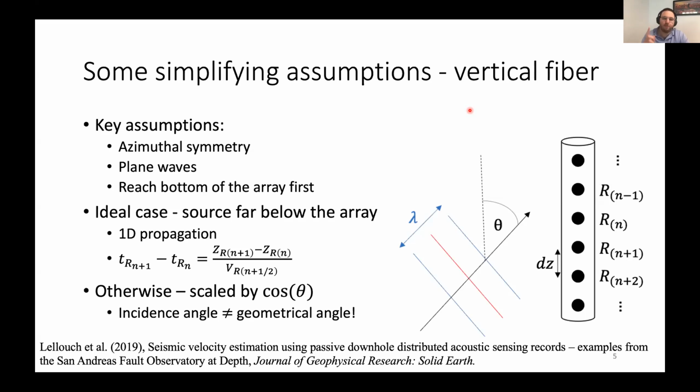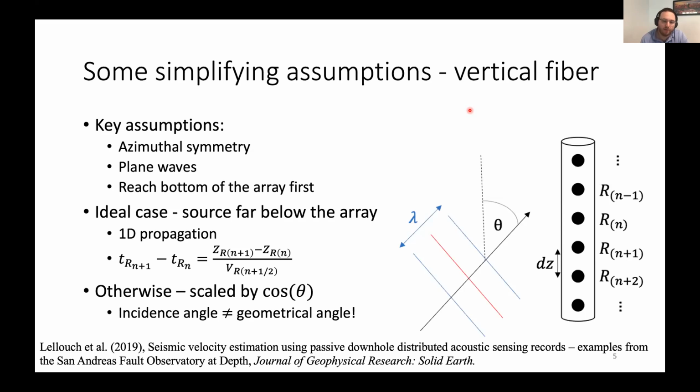DAS is a directive measurement. It measures only strain or strain rate, in this case, in the Z component. So that means that if events come from north, east, or south, they're going to look the same because the projection on the axis is going to be the same. So we basically cannot say anything about the azimuth, and the whole problem becomes a 2D problem of depth and distance from the array. Now, the assumptions that we do control are 2.